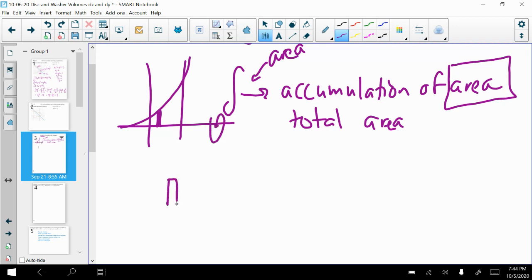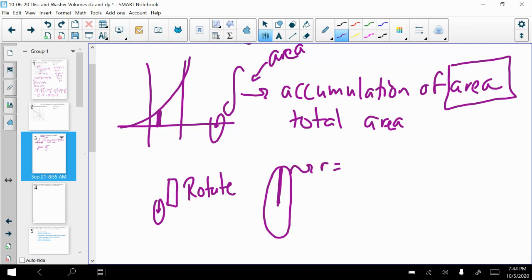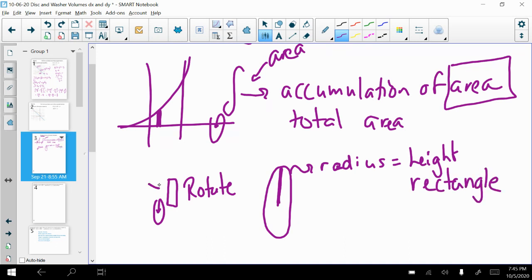Now, if I take a little rectangle and I rotate it around the axis this way, you would see that it would create a little disc. And the radius of that disk is the same as the height of our little dx or dy rectangle. So this little rectangle right here, this height is equal to this radius after we spin it.